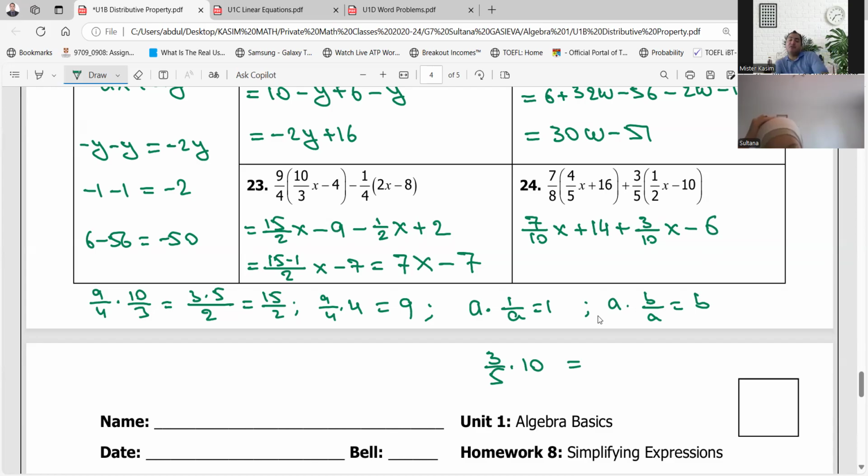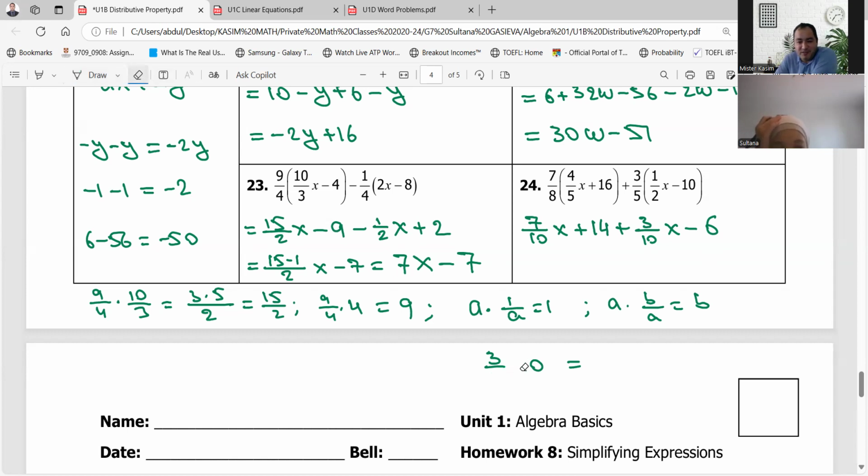You should be able to recognize this. How come you're confused? We are multiplying. Did you study how to multiply rational numbers? One chapter. Interesting. Sultana, look, you're scaring me now.